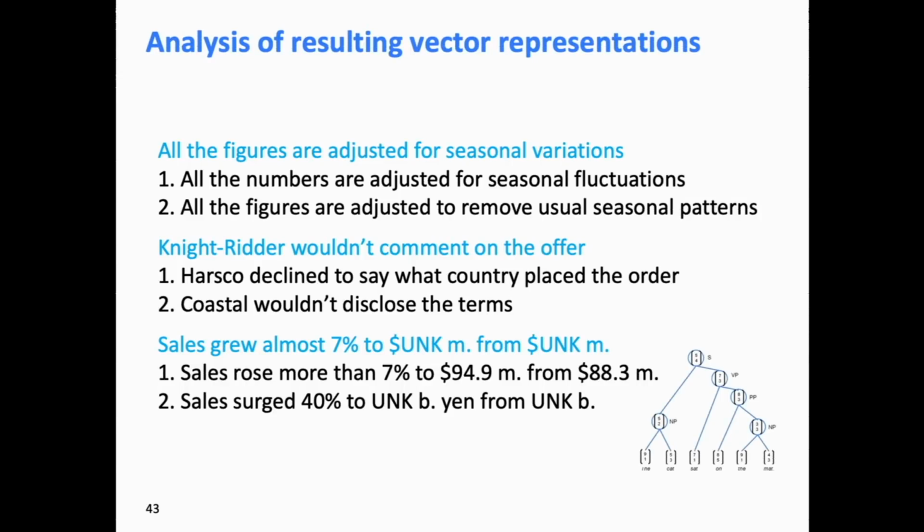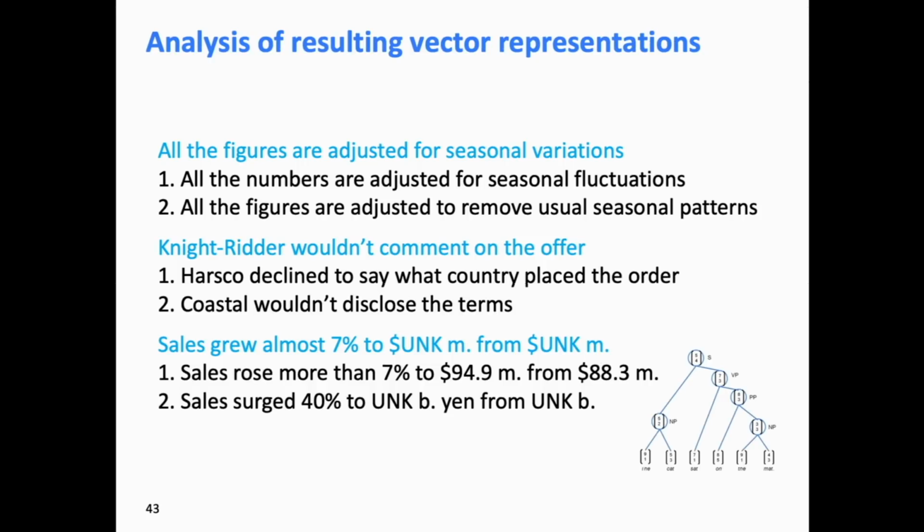So in this test, we were giving the system a test sentence and asking, what are the sentences nearest in meaning, the nearest paraphrases in our corpus, for this sentence? So for "all the figures are adjusted for seasonal variations," the two most similar other sentences in the corpus were "all the numbers are adjusted for seasonal fluctuations." That's a pretty easy one. Or "all the figures are adjusted to remove usual seasonal patterns." So that seems to be working pretty well.